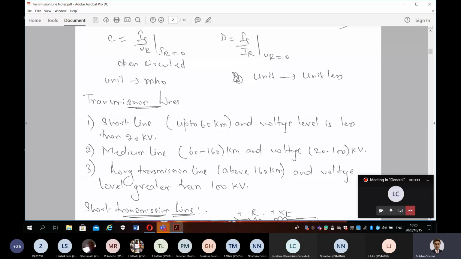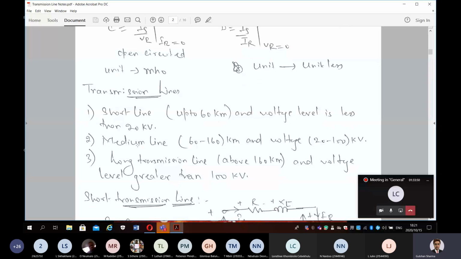This classification has been done on the basis of the length as well as the voltage. It is not very hard, and it can change depending upon the latest research, and that will change your calculation. Others say it's only a classification, and maybe in the books some different length is written. According to me, if the length is up to 60 kilometers, they are treated as short lines, but the voltage level should be less than 20 kV.